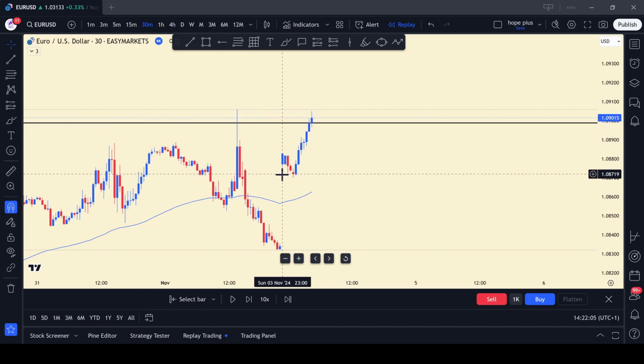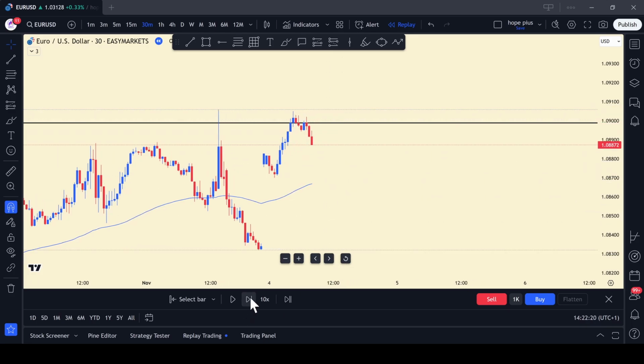Still, no bearish engulfing. All we are seeing is bullish engulfing. So all this simply means price wants to push higher into that area. All right, so you stay put. You allow price to do its thing.